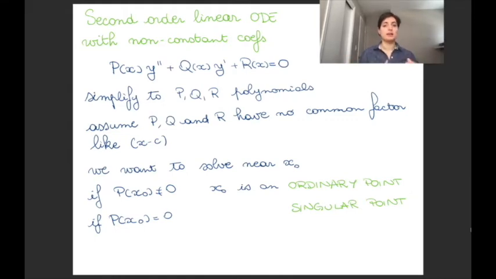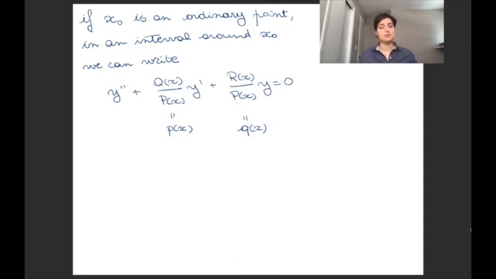So the step is dividing everything by p of x. But if p of x0 is equal to 0, that is a problem in itself. So our first step is assuming that at x0, p of x0 is different than 0, so we can divide everything by p of x and still have something reasonable. If that is not the case, then we have a singular point and we have to do some other approaches. But let's start with the idea that x0 is an ordinary point.